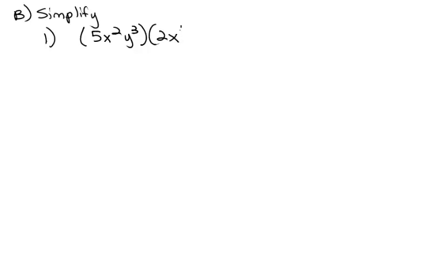Let's take a look at actually simplifying some expressions using these properties. And we'll start simple and we'll build to more interesting problems. So let's start with 5x squared, y cubed, to be multiplied by 2x to the 4th, y to the 5th.